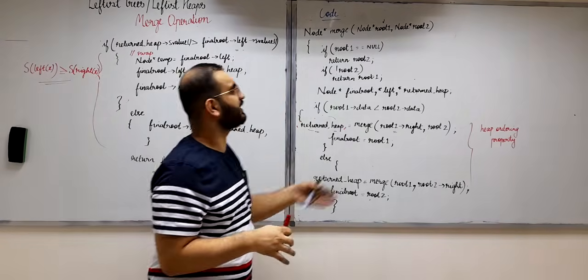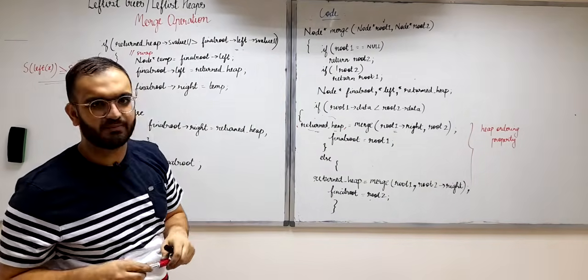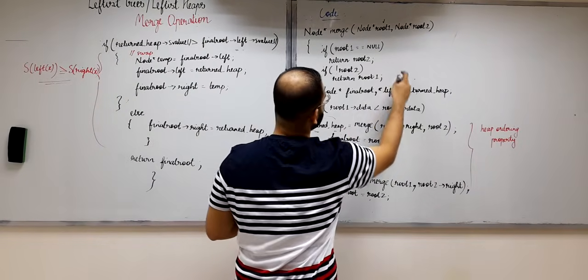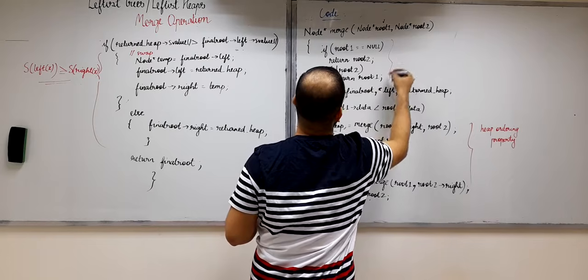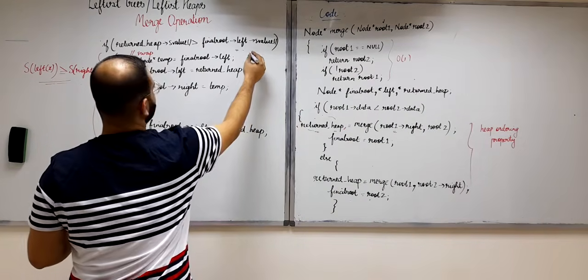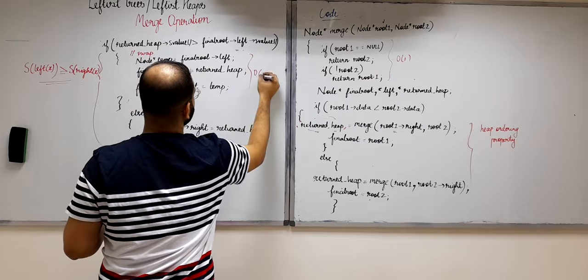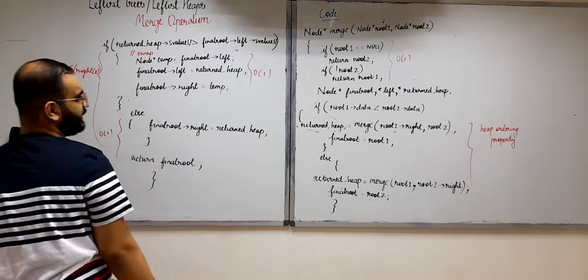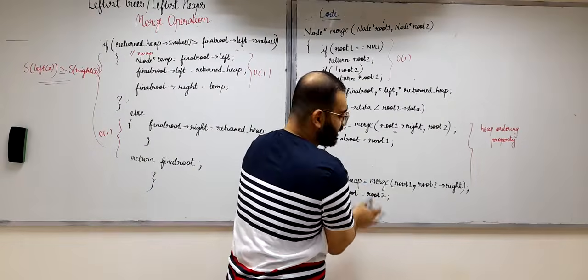Now what is the time complexity of this merge operation of leftist heaps? If you see over here, the time complexity of everything over here is order of 1, and everything over here is also order of 1, right? This is also order of 1. So the main time complexity is hidden over here.